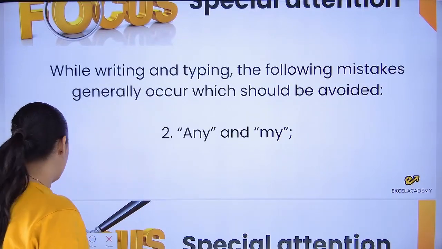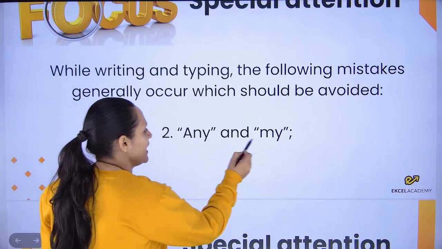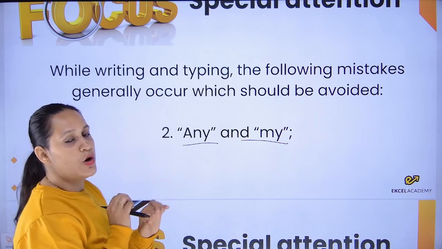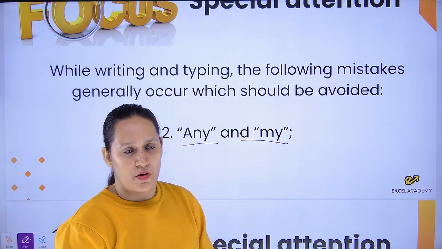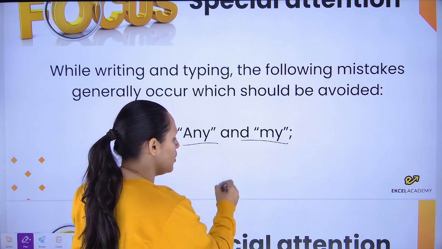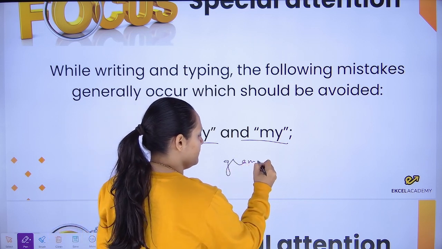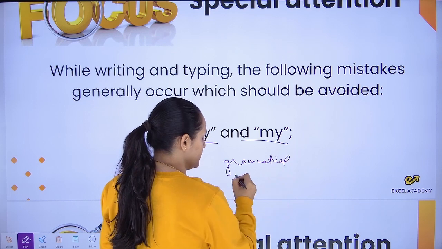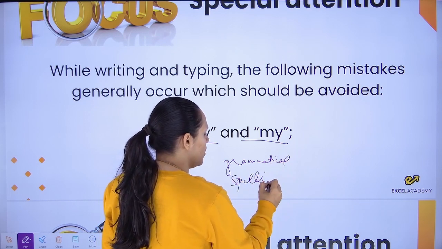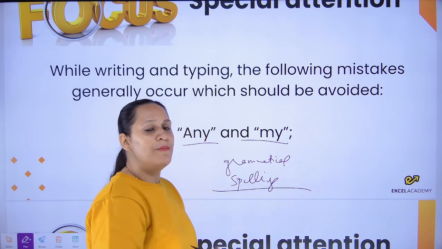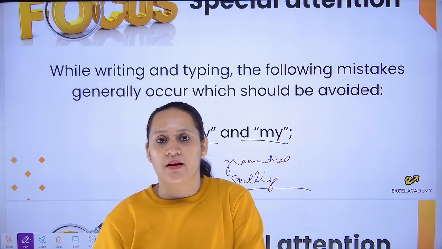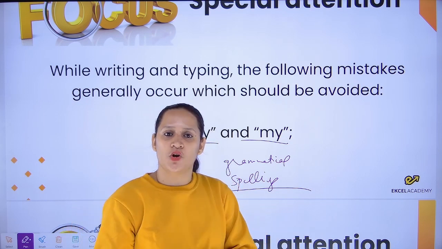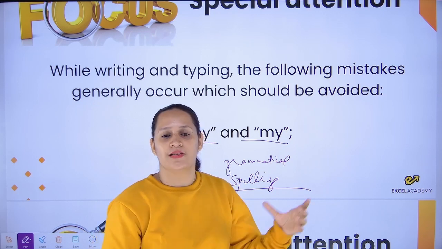Next, 'any' and 'my'. Generally these are the typing mistakes that can happen when you are quickly typing something. So whenever you are typing, proofreading is very important, from the point of view of grammatical mistakes and spelling mistakes. Obviously, now we have a lot of high-end technology where the software itself pops out what sentence is grammatically wrong or what spelling is wrong. So automatically you will get to know that something is wrong.